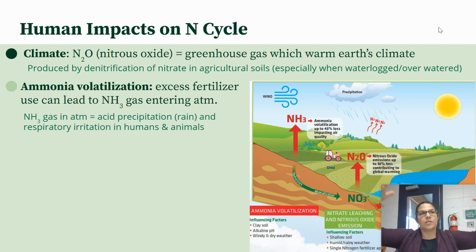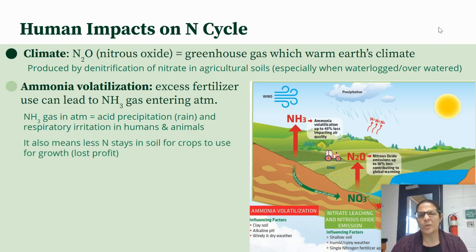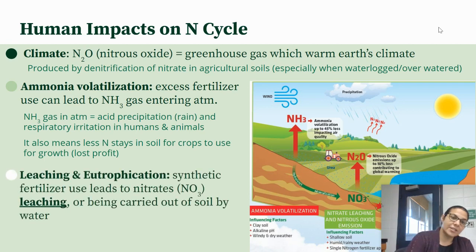And it turns into, it vaporizes essentially. That's what volatilization is. And when you have that new car smell, that's VOCs, volatile organic compounds. And what happens is there's just too much on the field. It's not all going to sink in, and it kind of floats away. It's a respiratory irritant in a lot of animals and humans. And that means less nitrogen stays in the soil for crops to use.